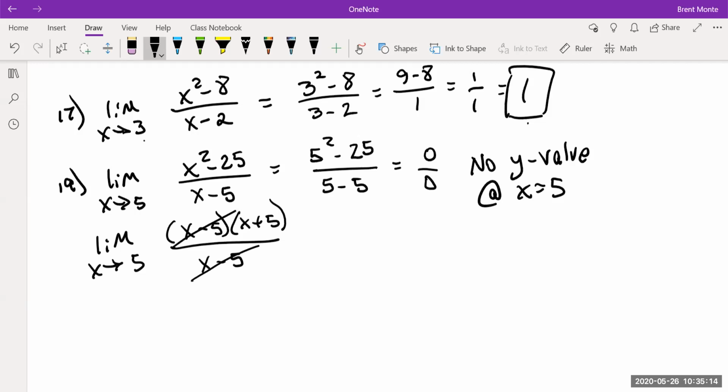Now the x minus 5s cancel out. And I just have the limit as x approaches 5 of x plus 5. Now I can plug in the 5. And I get 5 plus 5, which is 10. That's my limit.